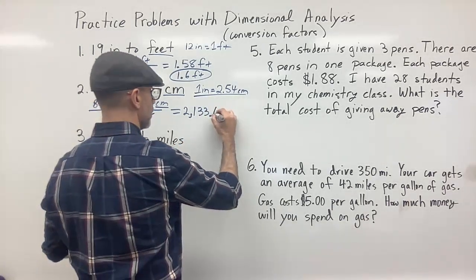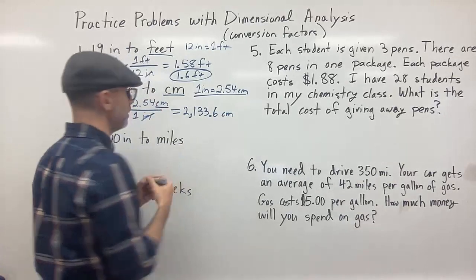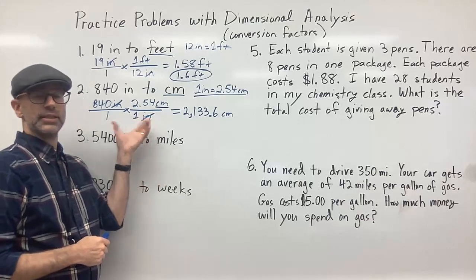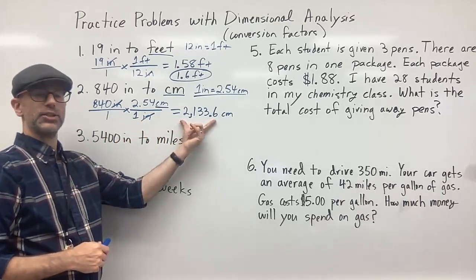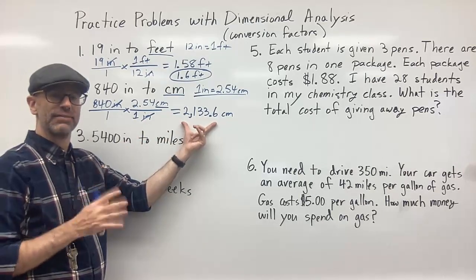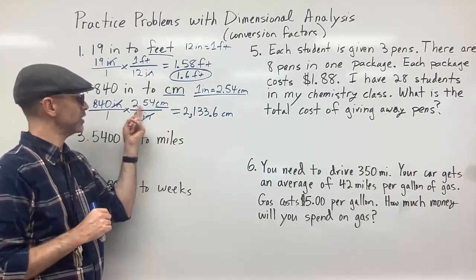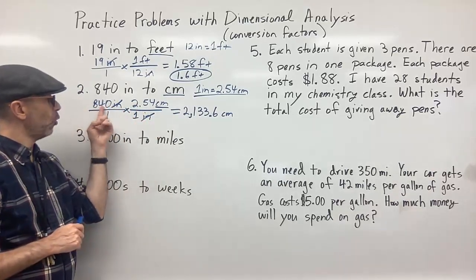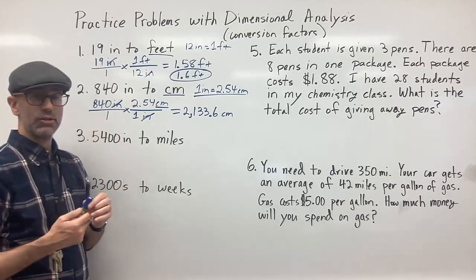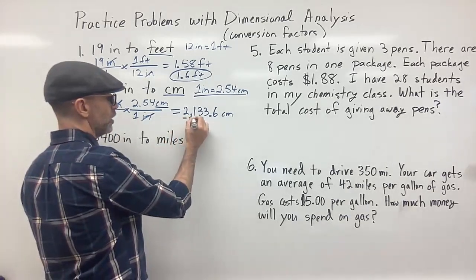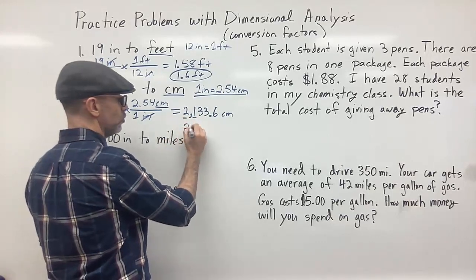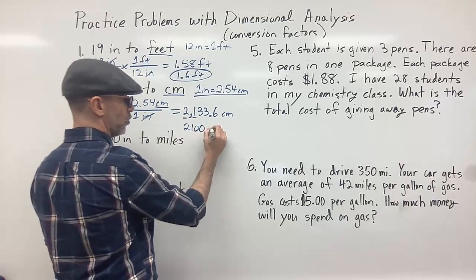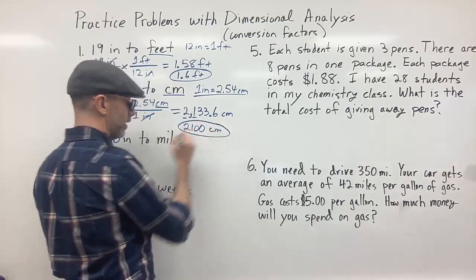2,133.6, and that's centimeters. And again, if you're familiar with the rule of significant figures, when you're multiplying and dividing, your answer has to have the same number of sig figs as the least number of sig figs in your measurements. We have 3 here. Technically, we have only 2 here. So we are only allowed 2 sig figs. So we can keep the 2 and the 1, and then these 2 have to be replaced by zeros. And so that would be our final answer.